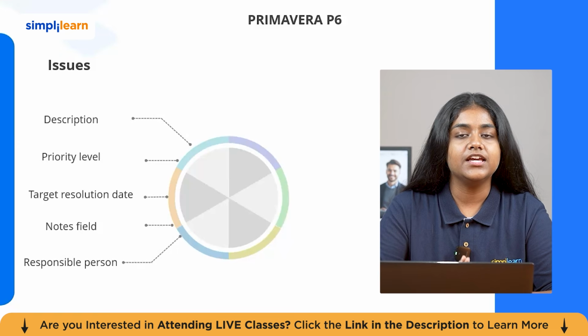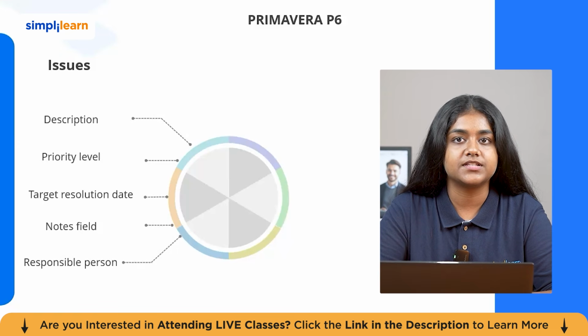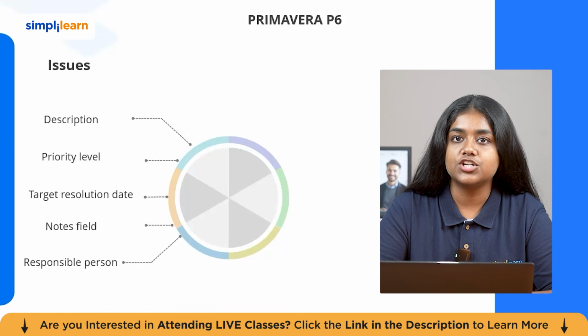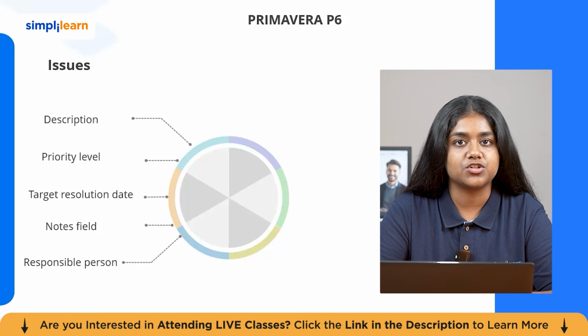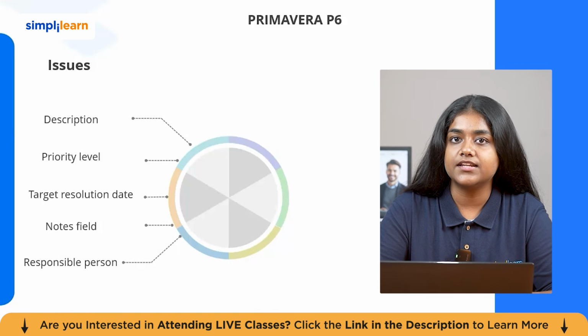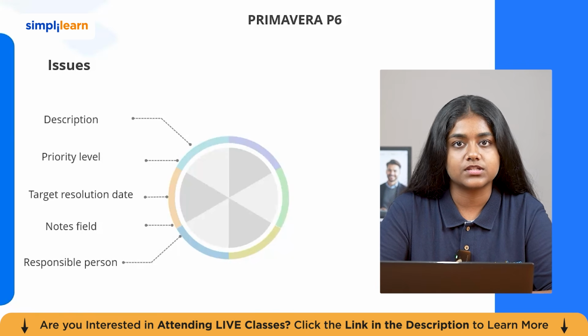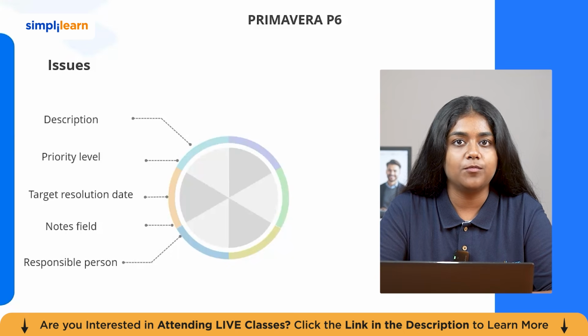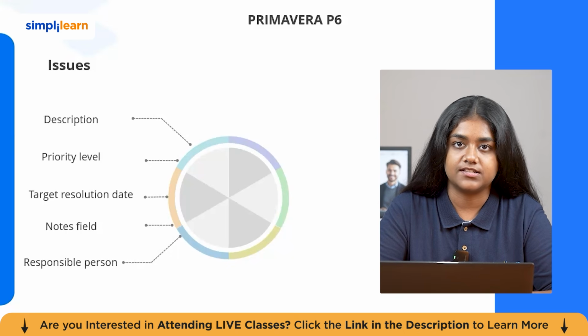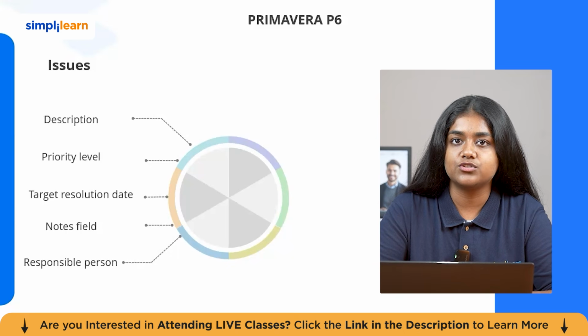So what are issues? Issues are the formal records of problems that arise during a project. Each issue contains important details such as status, priority level, description, responsible person, target resolution date, and notes. The status may be open, in progress, or closed. This helps the project team track problems clearly from identification to resolution. Instead of discussing issues informally, P6 gives a structured way to record, assign, monitor, and close them.